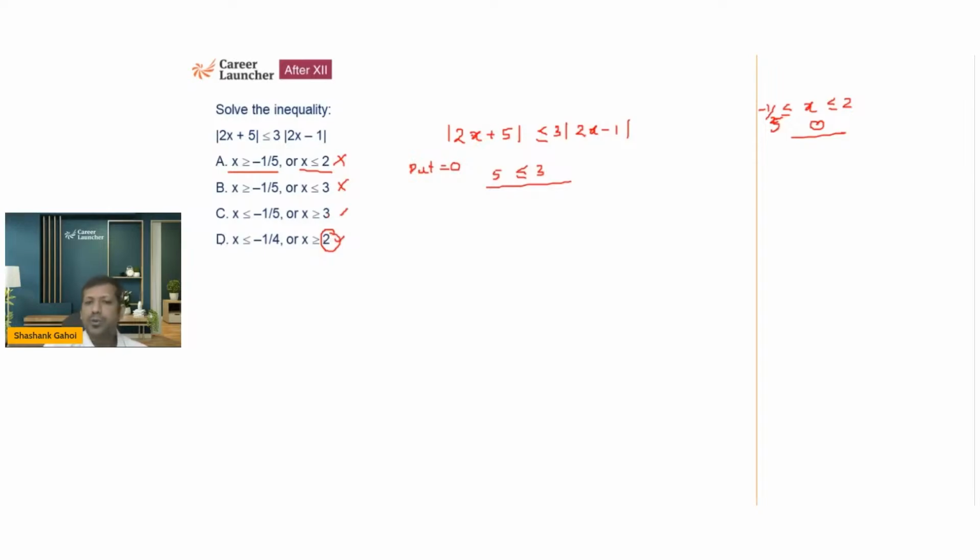So I'm going to put x equal to 2. 2 into 2 is 4, 4 plus 5 is 9. So I'm going to get mod of 9 is 9, less than or equal to 3 times, 2 into 2 is 4, 4 minus 1 is 3, 3 into 3 is 9. So I am going to get 9 is less than or equal to 9. So it is true at x equal to 2. So the answer of this question is going to be option D. That's it. This is how I'm going to solve this question. I'm not going to solve the inequalities. I'm simply going to use the elimination approach by using the values that are given in the options.